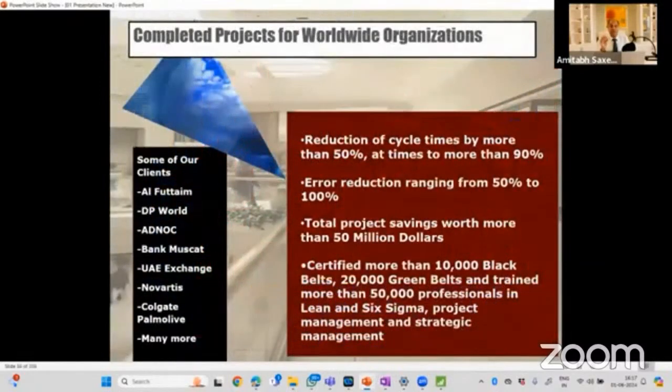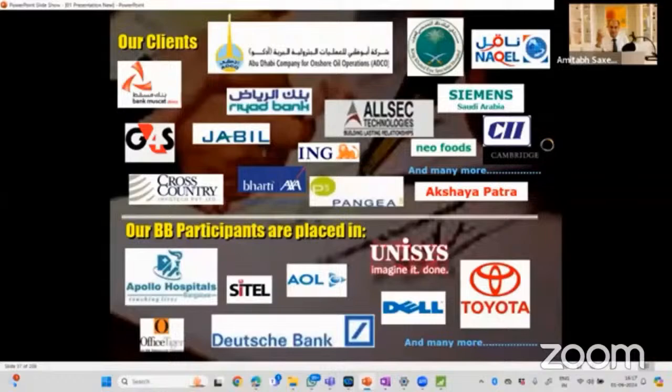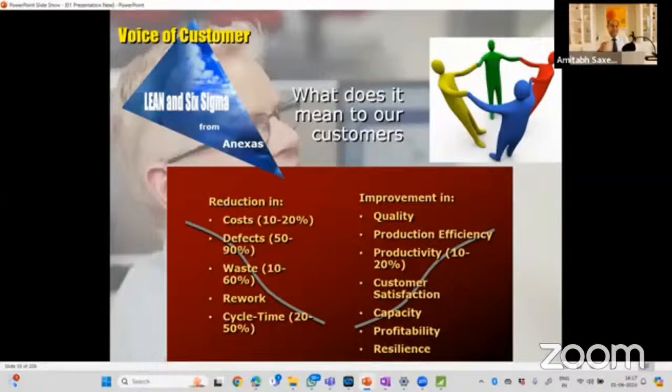So let me tell you what Lean and Six Sigma can do to the organization. It can reduce the cycle times, reduce the errors, and a lot of companies from our services have benefited. I just talked about it. So Lean and Six Sigma will reduce the costs, reduce the defects, reduce the waste, reduce the rework, reduce the cycle time, and it will improve the quality, production efficiency, productivity, customer satisfaction, capacity, profitability, and resilience. So which CEO would not love a person who can achieve all these things? So Lean and Six Sigma green belts and black belts are always loved by everyone.